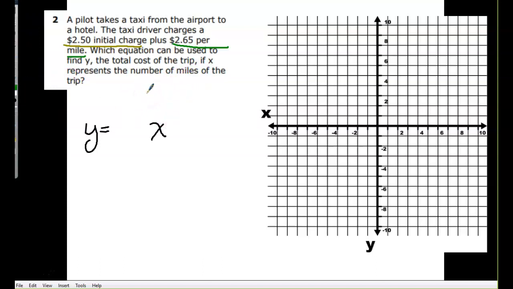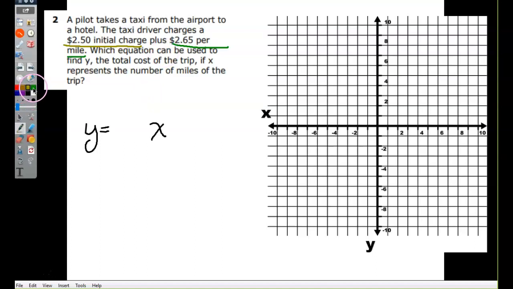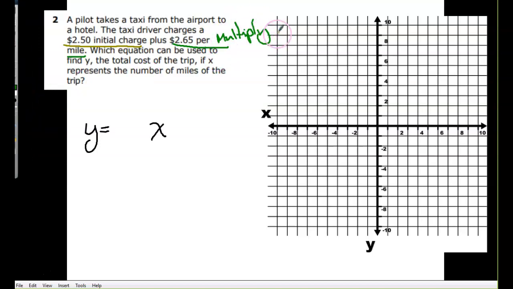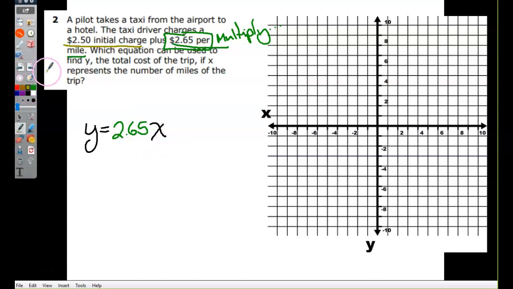What does per mile mean? Per. Doesn't per imply multiplication? It does. So if I was putting this together, I know my equation is going to be y equals mx plus b. Where's the only multiplication I'm doing? That's right. I'm multiplying its slope. So I know that I'm going to put the 2.65 right here next to the x. Well, if I traveled 0 miles, so if I put a 0 in here, I'd still have this initial charge of $2.50. So that means I need to add the initial charge to the total cost.